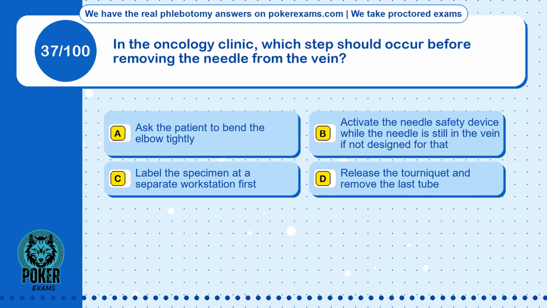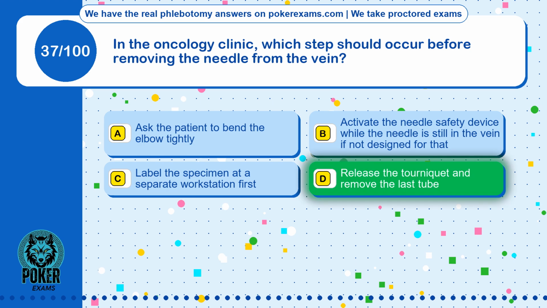Question 37. In the oncology clinic, which step should occur before removing the needle from the vein? Option A. Ask the patient to bend the elbow tightly. Option B. Activate the needle safety device while the needle is still in the vein if not designed for that. Option C. Label the specimen at a separate workstation first. Option D. Release the tourniquet and remove the last tube.